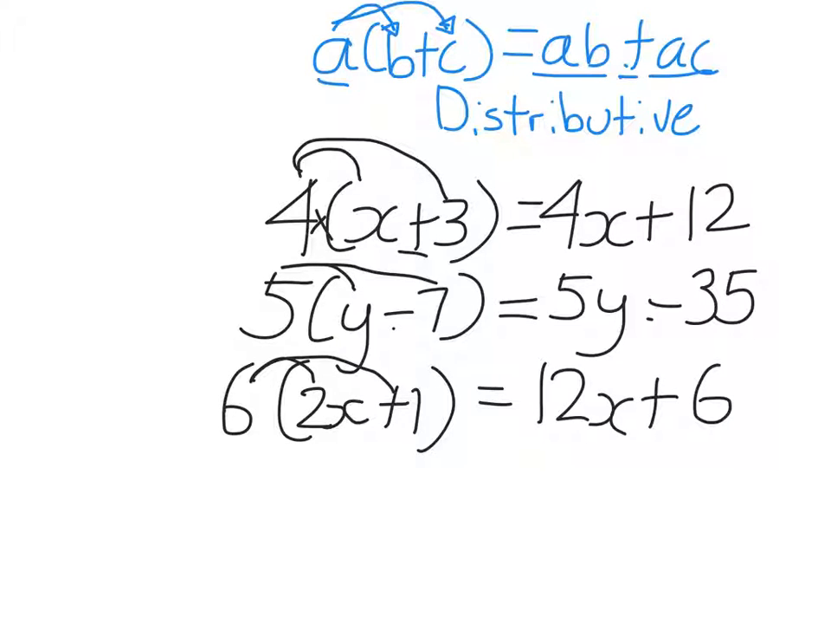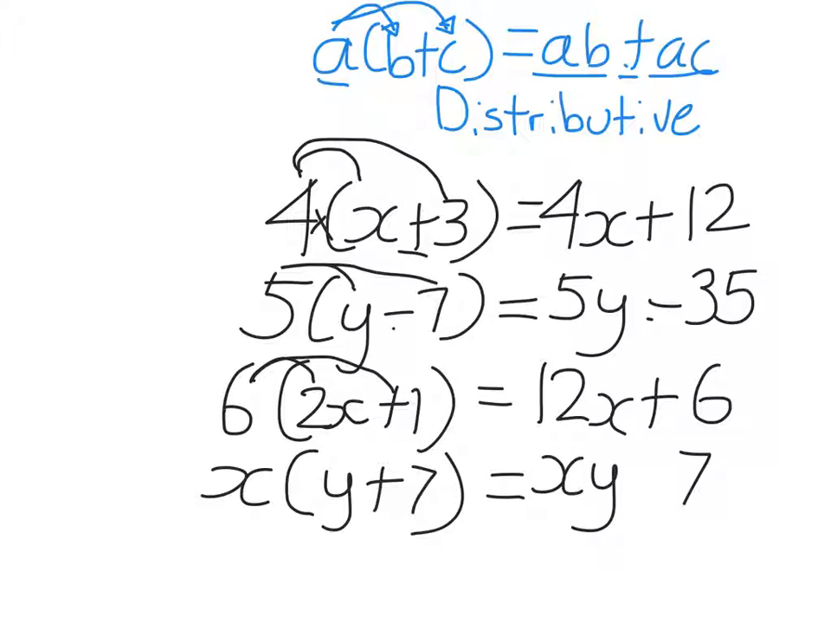12x plus 6. Sometimes people also forget that it's multiplication and they add it. So what they'll try and do, they'll have something at the front like x, y plus 7 or whatever, and they'll try and add them. They'll think it's x plus y, but it's x times y, x times 7 plus in the middle.